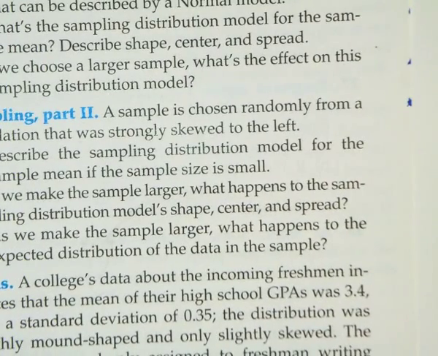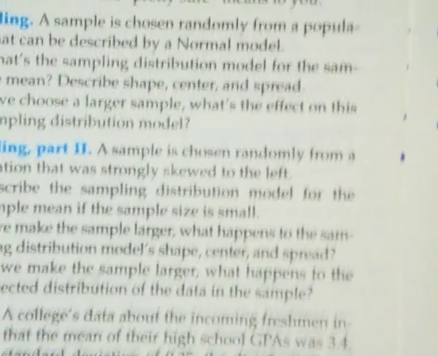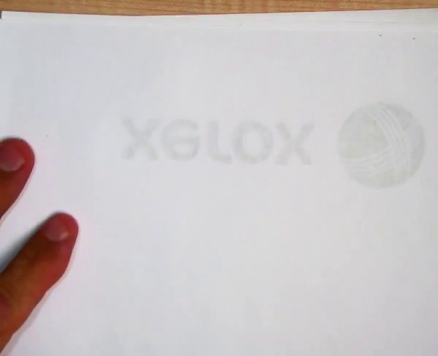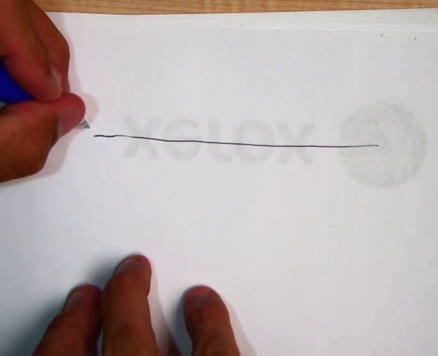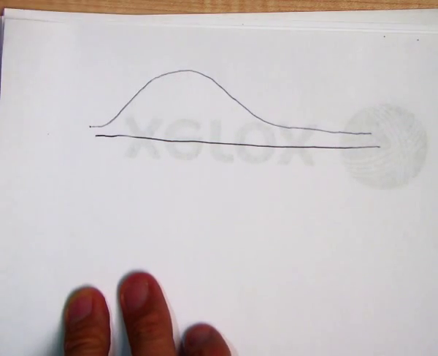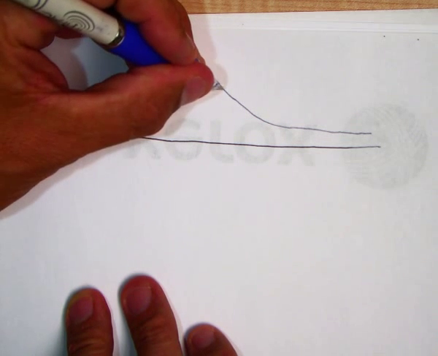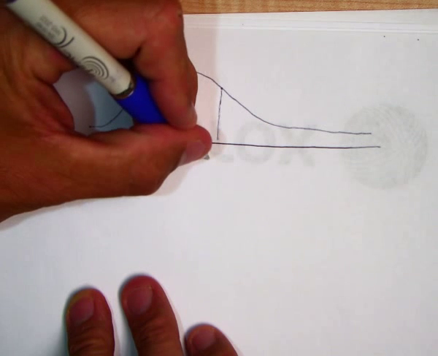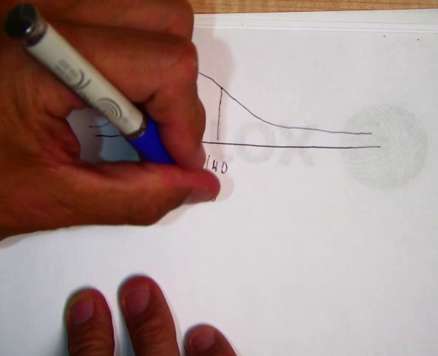Okay, so what we have here is a distribution. That's going to be the original distribution. They said it is skewed right. Okay, and the mean is 60,000. Sorry, it's 140,000. I'm going to just use 140 and put this as in thousands.